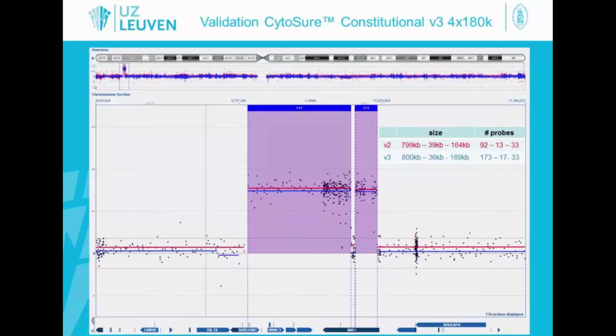And this was just an interesting sample for us in the lab. It was 2 flanking triplications on the X chromosome with a small normal region in between. So we were just wondering whether the V3 would also be able to detect this as 2 flanking triplications, and also here it performed very well.